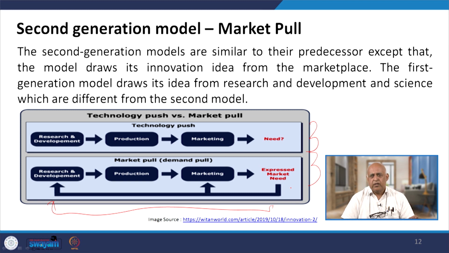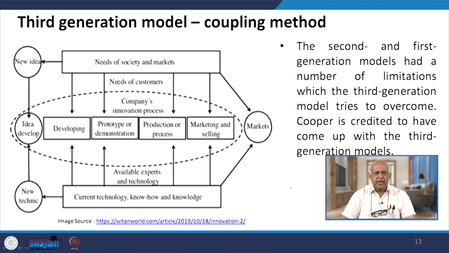So actually, where are these ideas coming from? These ideas are coming from the market, and when you explore the market need and convert it into R&D, then you get the results. The third generation model is the coupling method. The second and first generation models had a number of limitations which the third generation model tries to overcome.